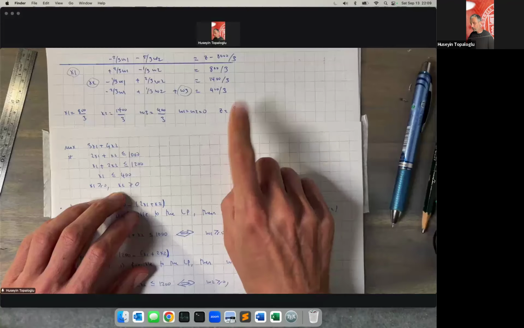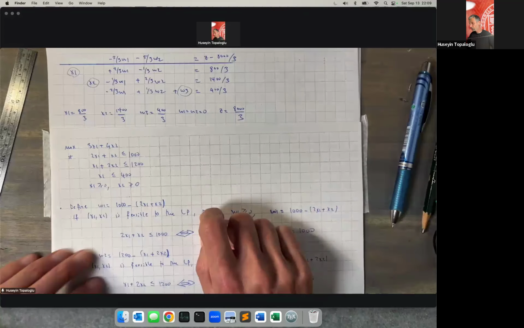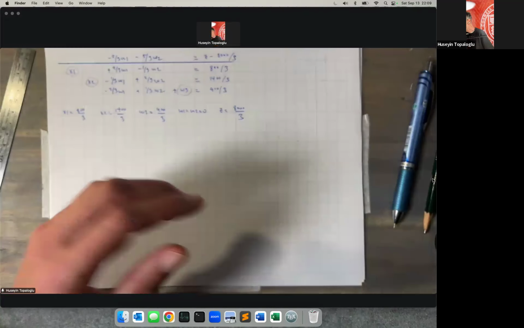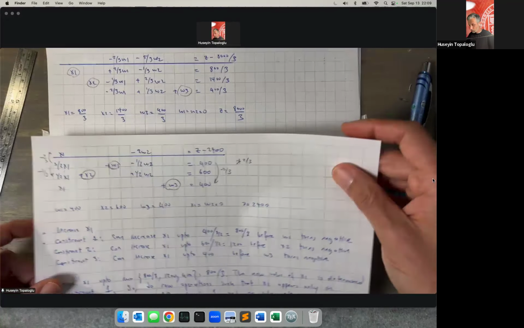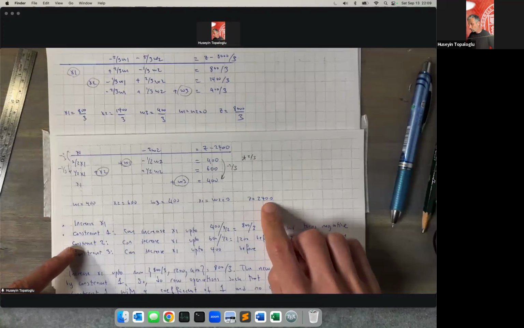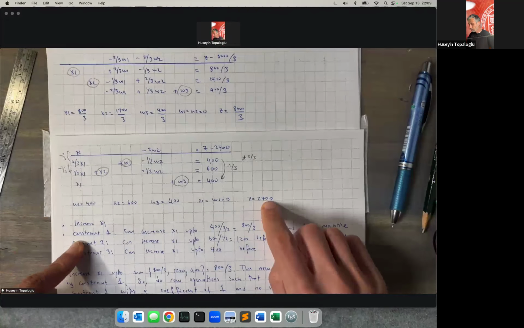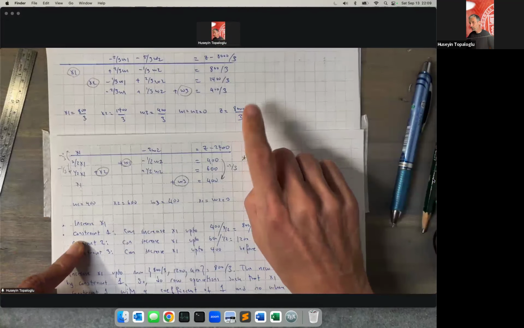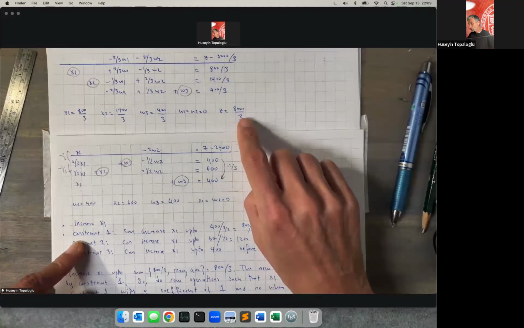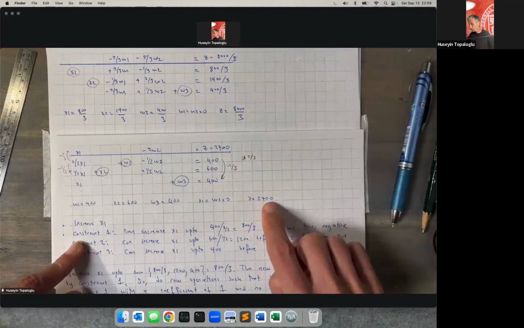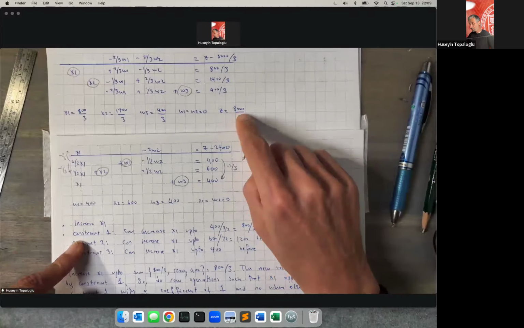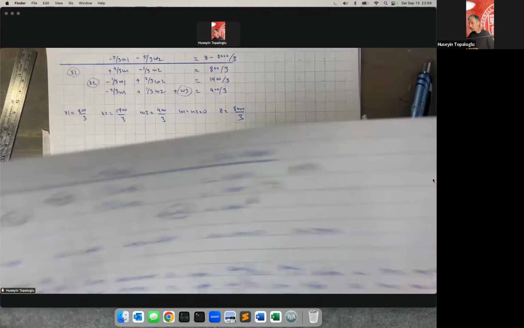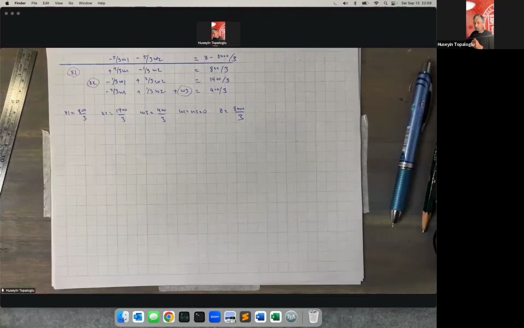We can also check that it gives us an objective value of 8000 divided by 3. So in the previous iteration, we had a solution that was giving us an objective value of 2400. Now we got a solution that's giving us an objective value of 8000 divided by 3, which is 2666. So from 2400, we went up to 2666. We made progress. Great.